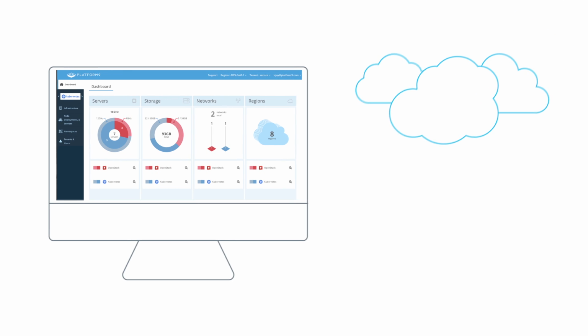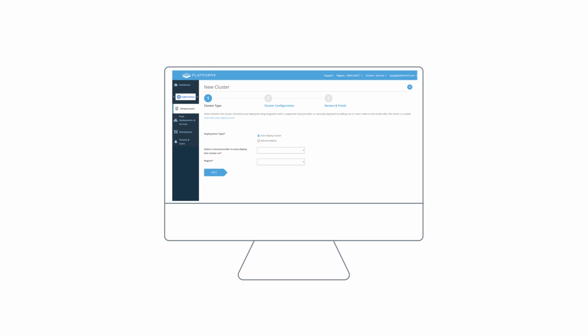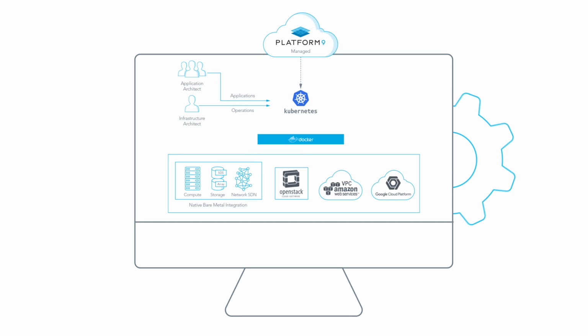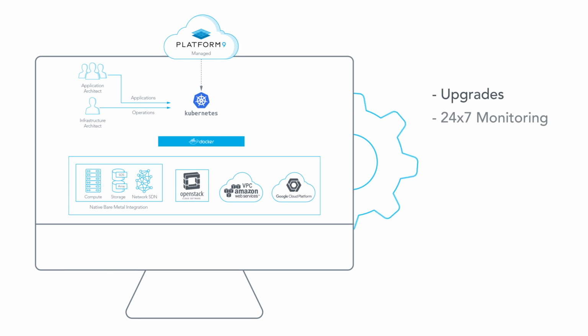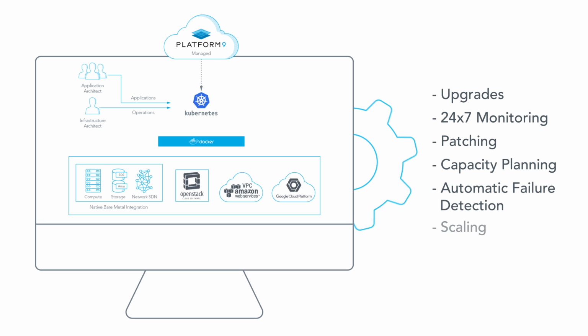Here's how it works. With our simple dashboard, you can manage multi-cloud, container-centric environments alongside your existing virtualized data center infrastructure. Additionally, you can schedule, launch, and run Docker containers from the console with a single click. Platform 9 takes care of all the ongoing operations and management of your environment, such as upgrades, 24/7 monitoring, patching, capacity planning, automatic failure detection, and scaling.